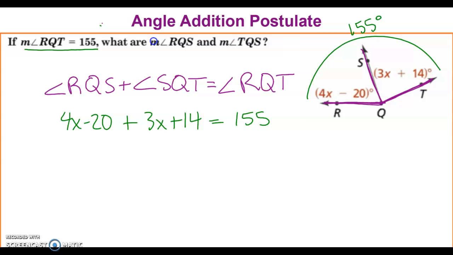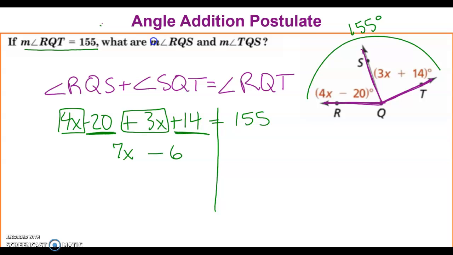From here, we are solving for x. So we're going to start off by combining like terms. On the left side, we have 4x plus 3x is 7x. And then we have negative 20 plus 14 is negative 6. Remember, our goal is to solve for x. We're trying to get x alone. So to get rid of that minus 6, we do the opposite and add 6. And if we do it to one side, we've got to do it to the other.